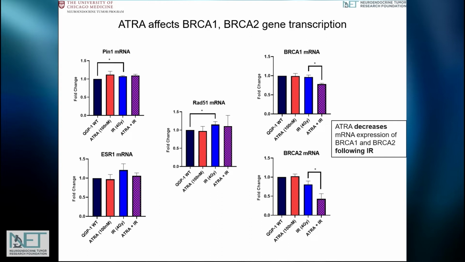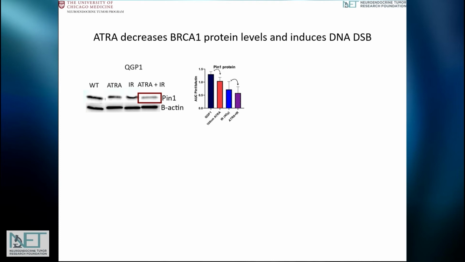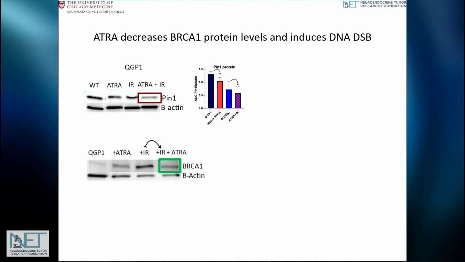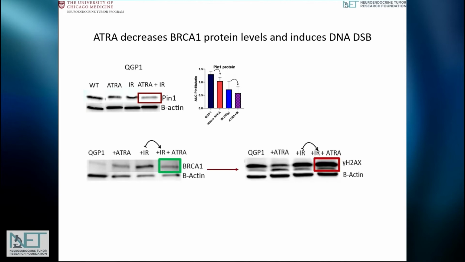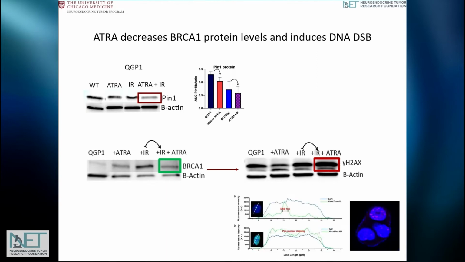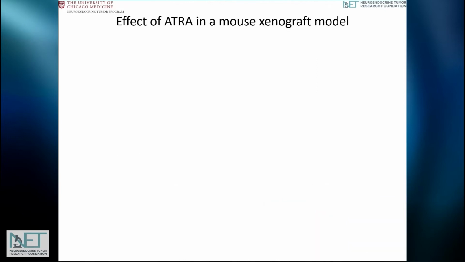But we did see a significant difference in BRCA1 and BRCA2 messenger RNA levels, showing that there was a 20 to 60% decrease in ATRA plus IR versus IR alone, suggesting that ATRA affects BRCA1 and BRCA2 gene transcription. When looking at protein levels, as expected, we saw that ATRA plus IR decreases PIN1 levels, that ATRA also decreases BRCA1 levels, and increased gamma H2AX levels as seen in this protein blot, which shows that the IR plus ATRA group has more DNA damage at baseline. The details are not shown here, but we also did immunofluorescence, and we saw a similar trend that gamma H2AX is vastly increased in the IR plus ATRA group.